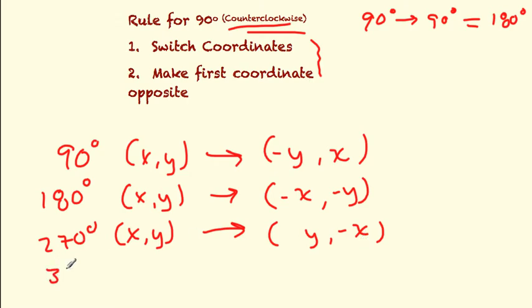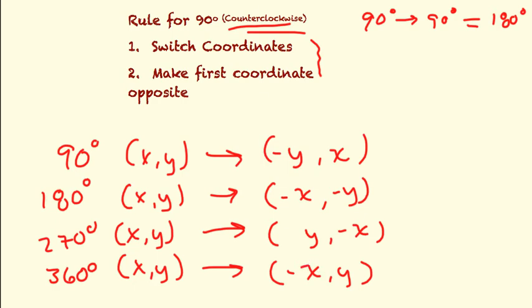How about 360? That's 90 degrees more. All right, so (x, y) becomes, switch the coordinates, so that becomes (-y, x), but then make the first coordinate the opposite. So negative becomes positive. But if you notice, look, we have (x, y) being mapped to (x, y). It's basically being mapped to itself. This is called an identity function or identity mapping, but that's 360 degrees.